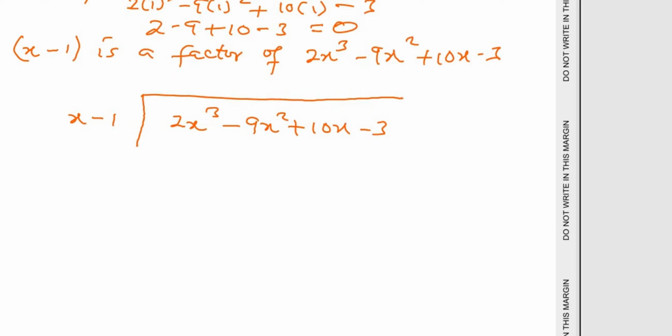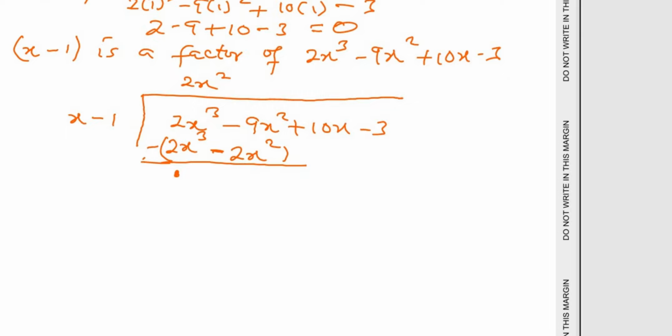minus 1 to divide. So see what is, if x divides 2x raised to power 3, I'm left with 2x squared. Then use this 2x to multiply and tell me what the answer will be. I have 2x raised to power 3 and minus 2x squared. Remember I have to subtract this one from this. This one will cancel, giving me 0.